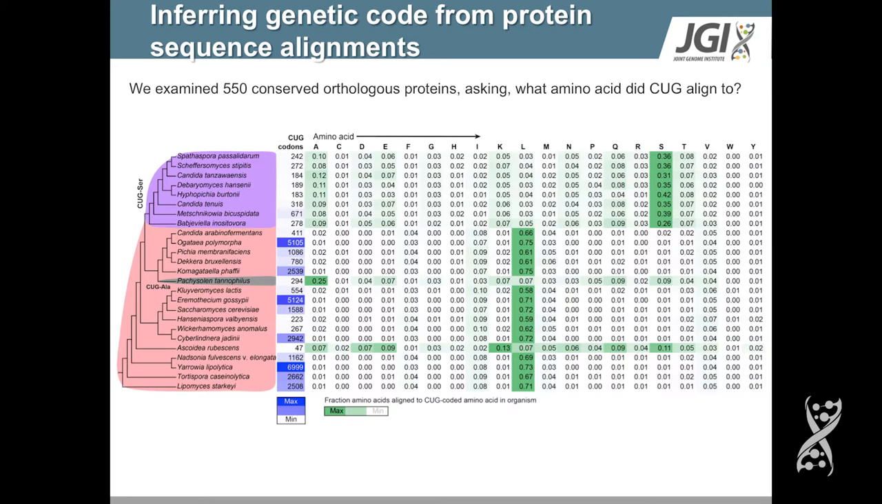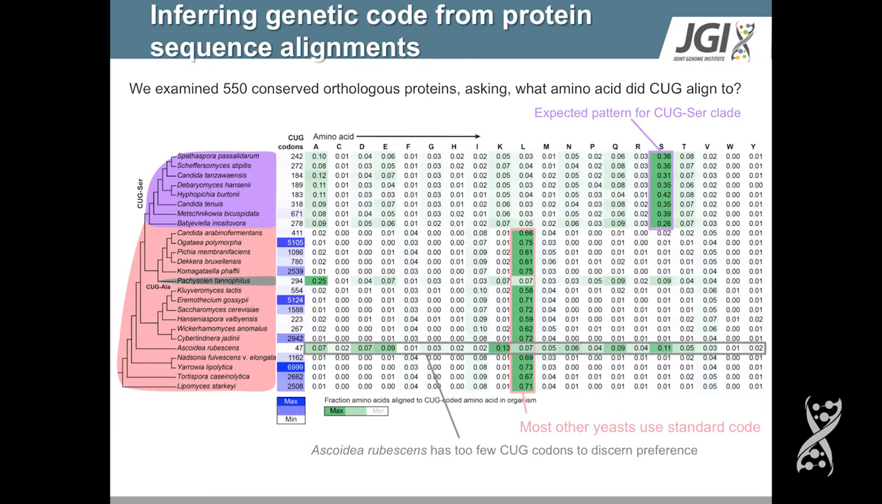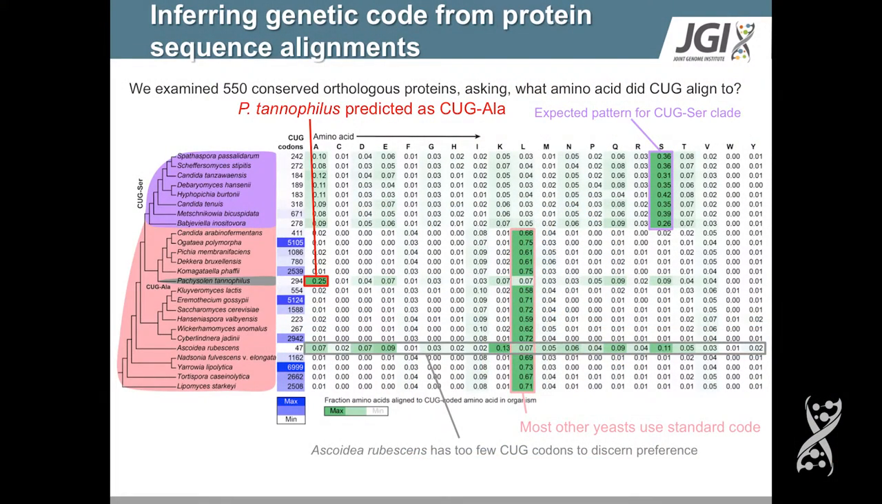A darker green color means more of the time the CUG aligned to that amino acid. So expectedly, we see that the CUG clade all translates it to serine according to our bioinformatic method, and that the rest of the yeast look like standard. However, there's a couple of yeasts that look like outliers. Ascoidia rubescens has only 47 CUG codons in 550 protein families, so you can't discern its preference for what it translates to. And then, interestingly and unexpectedly, Pachysolon tenophilus would apparently prefer to translate CUG codons to alanine.